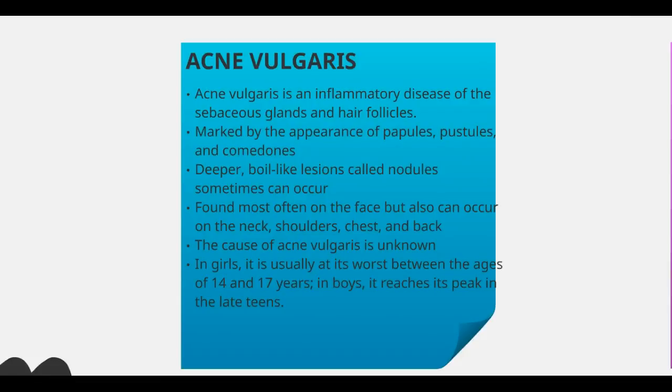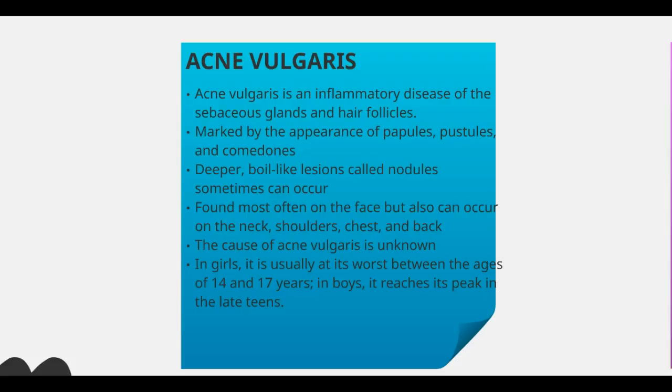Acne vulgaris is an inflammatory disease of the sebaceous glands, or those oil-producing glands, and the hair follicles. It's marked by the appearance of papules, pustules, and comedones, which are basically zits and blackheads. Also, deeper boil-like lesions called nodules can sometimes occur. It's found most often on the face, but can also occur on the neck, shoulders, chest, and back. And so sometimes you'll hear people refer to it as chest acne or back acne.